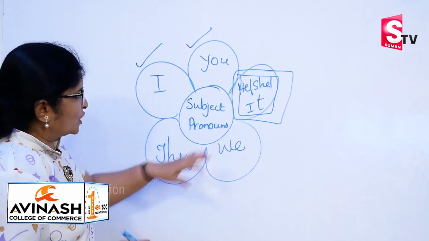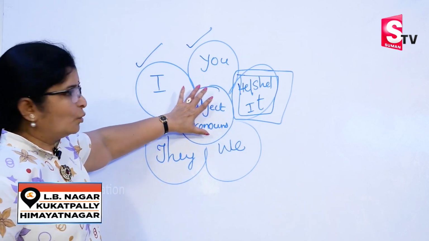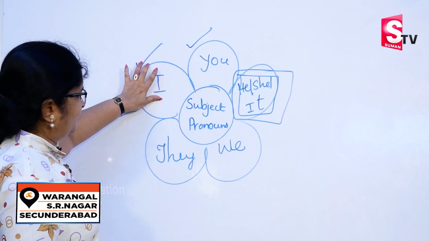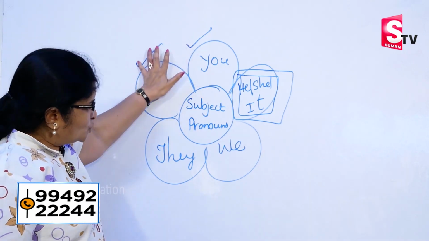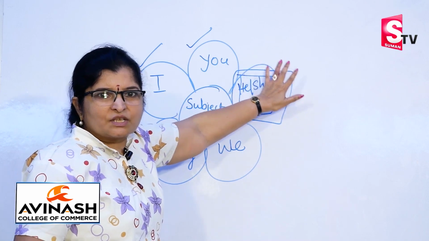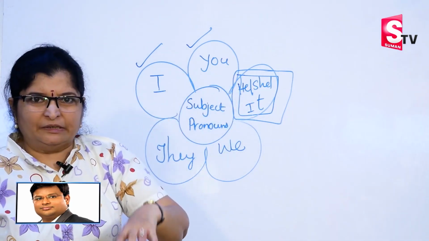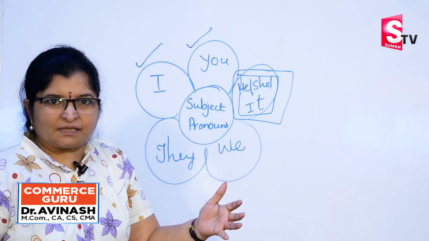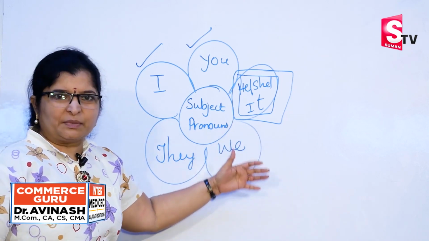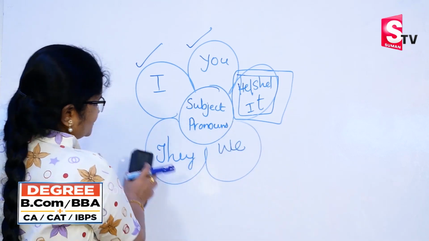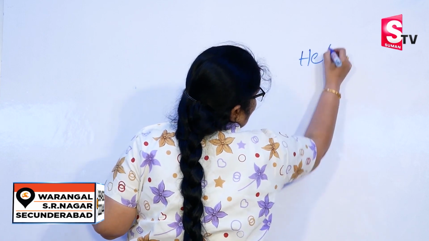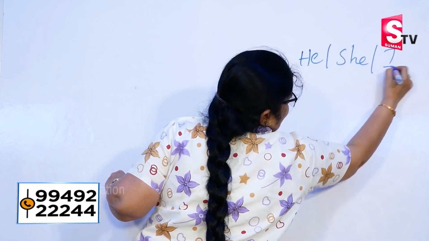Once again viewers, in subject pronouns we learnt about you and I, and today we are learning about he, she, it. When these three are there, what happens to the verb? There should be some change, isn't it? That we are going to learn in this episode. My dear viewers, we learnt about the subject pronouns: you and I. Now today we are learning about he, she and it.